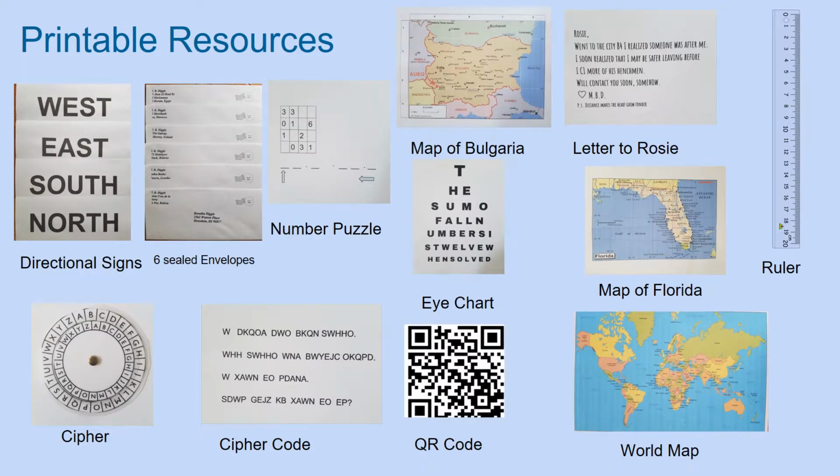The resources you will need are the directional signs, the 6 sealed envelopes, the number puzzle, map of Bulgaria, a letter to Rosie, a ruler, map of Florida, eye chart, cipher wheel, cipher code, QR code, and world map.